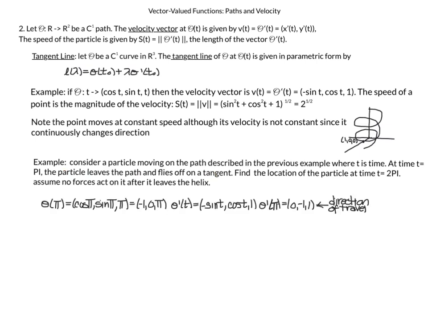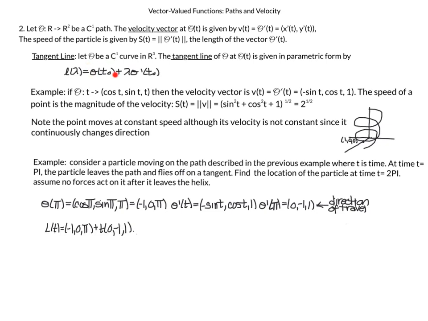So plugging t equals pi into our sigma, we can find its location. We have cosine of pi, sine of pi, and pi, which is equal to (-1, 0, pi). Now to find how fast it's going and in what direction, we'll look at the velocity, sigma prime of t. The derivative of our sigma is negative sine of t, cosine t, and 1. And then at pi, when it flies off, that will be equal to (0, -1, 1). So this gives us the direction of travel when it leaves the path and flies off on a tangent.